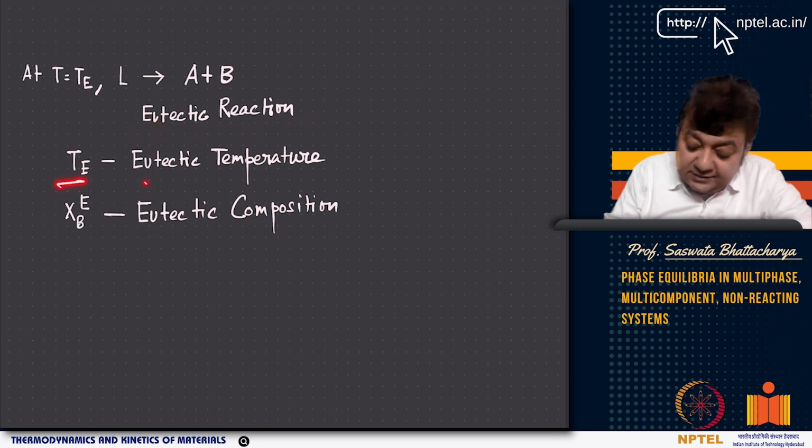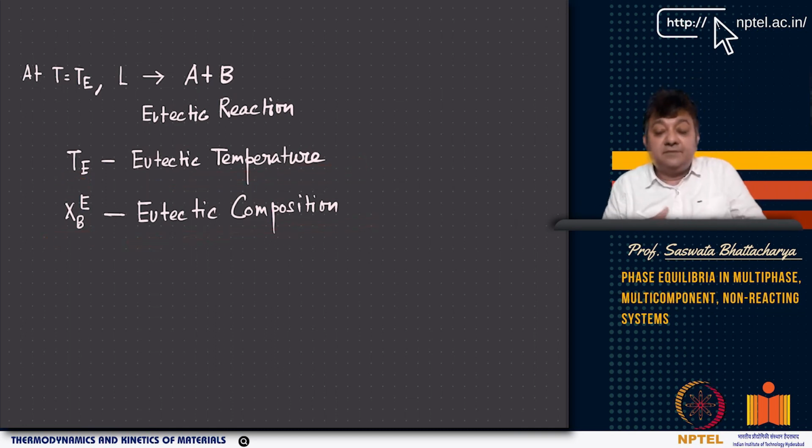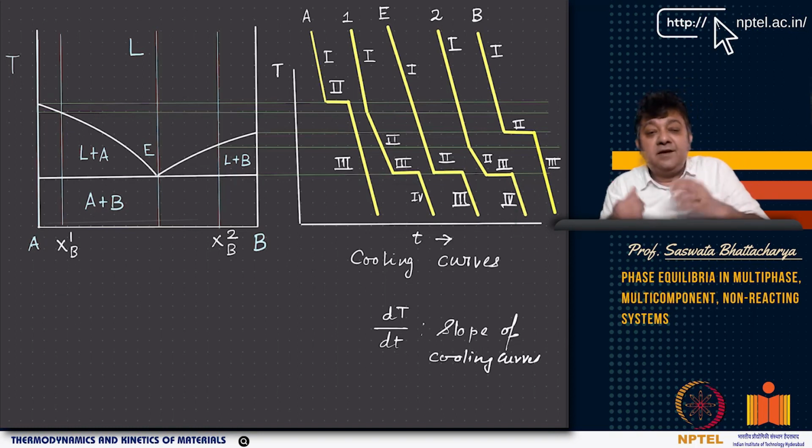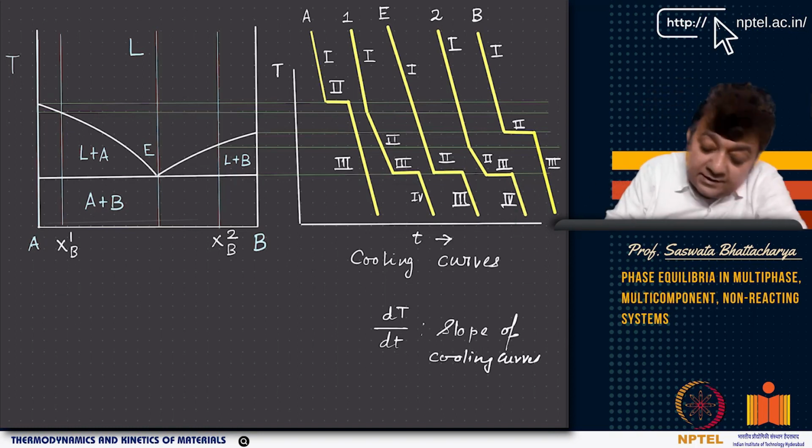But TE is the eutectic temperature and XBE is the eutectic composition, right? So you have one type of phase diagram. Now, this phase diagram, very quickly I'll just end here. This phase diagram can also be obtained experimentally.